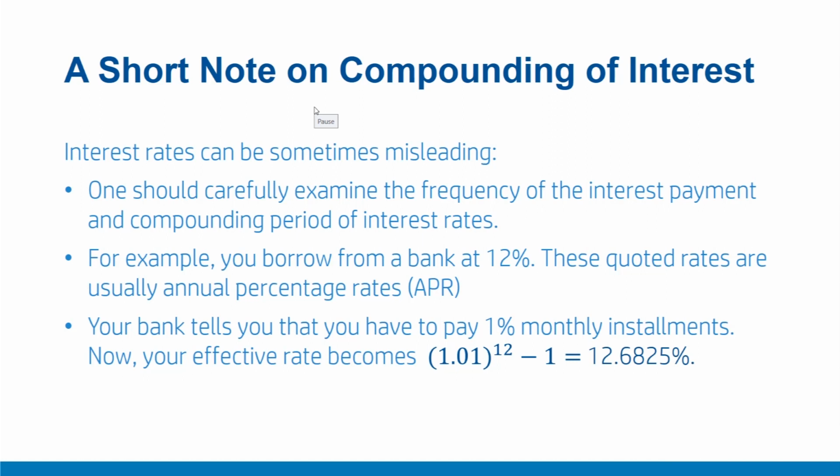Your bank tells you that you have to pay 1% in monthly installments. Now your effective rate becomes 1.01 raised to the power 12 minus 1, which is 12.6825%. While this mere increase of 0.6825% may seem like pocket money, when you associate it with thousands of crores and millions, it will be a huge sum.